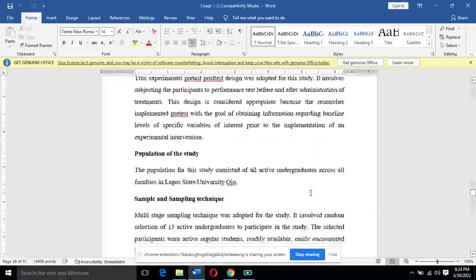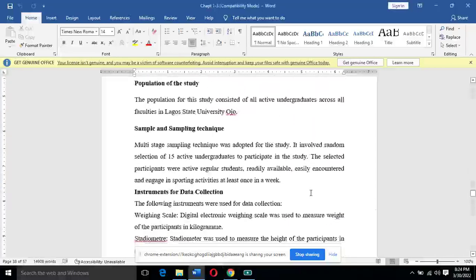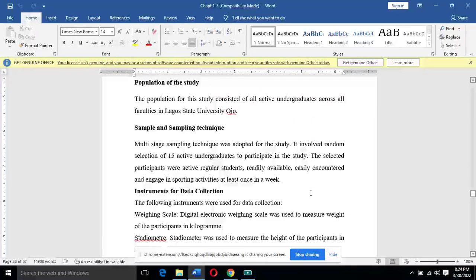So when we leave from there, the next thing is the population of the study. Depending on the kind of research you are carrying out, in some disciplines you may not need this. But if you are in sciences or education, you may need to tell us the population of the study. I will explain the difference between population of the study and the sampling technique.